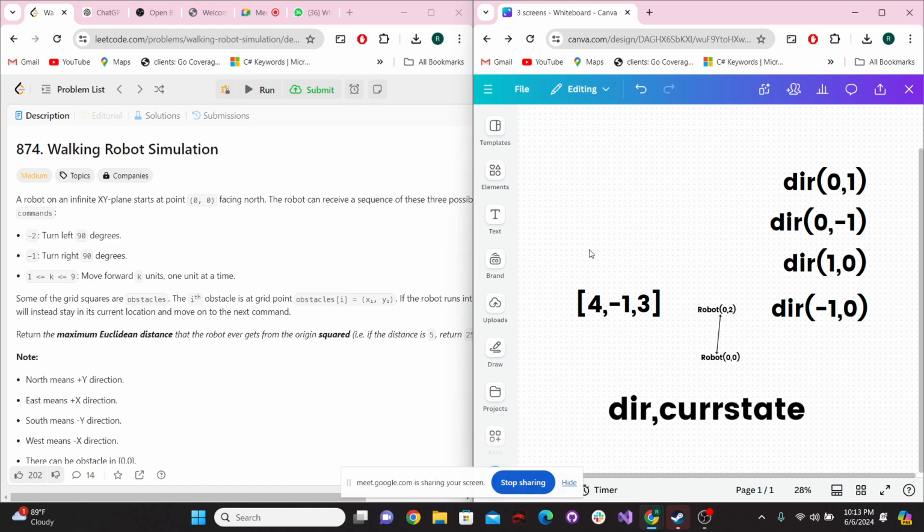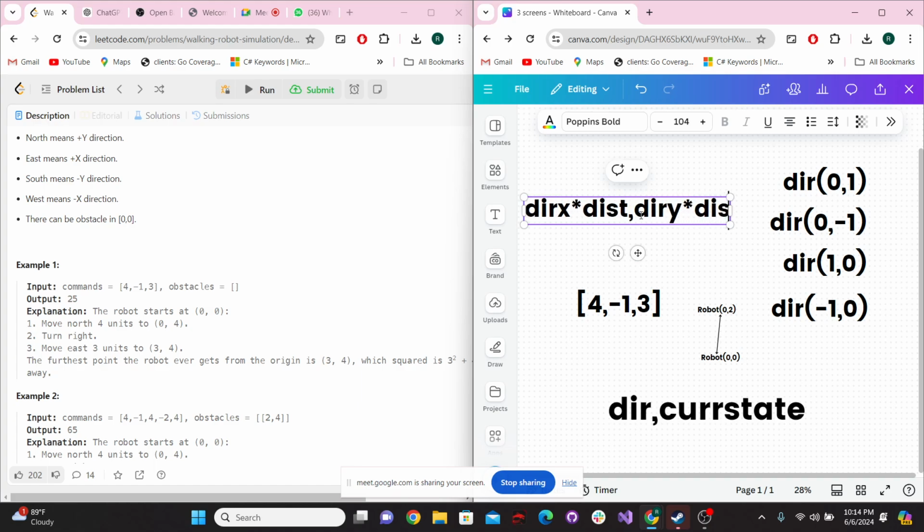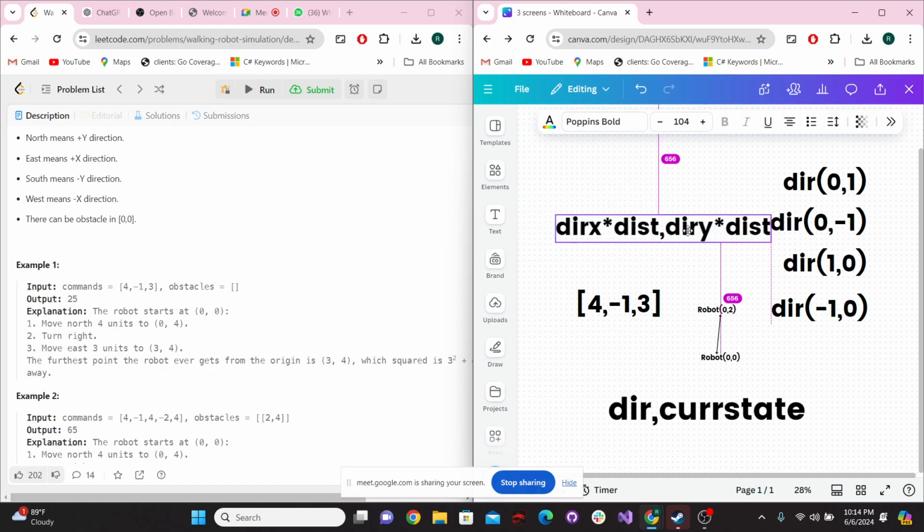So isn't the problem pretty easy now? You have 0 0, it's going in the north direction. Let's just say it's 4. How you do the math is pretty simple. You just have dir x and dir y, so you just do dir x times distance and dir y times distance. Makes perfect sense.